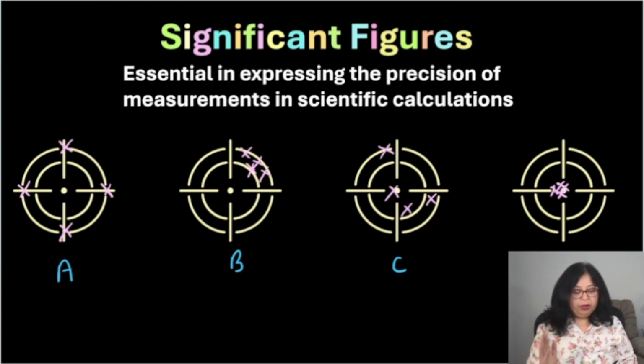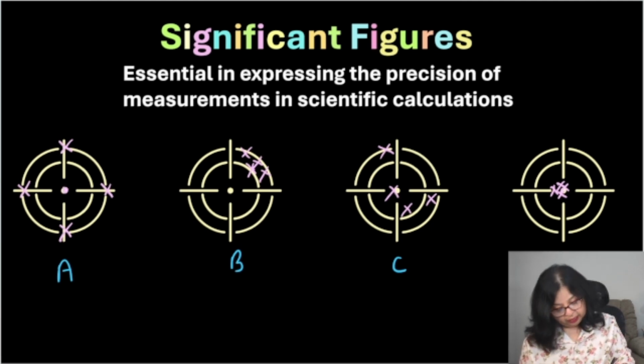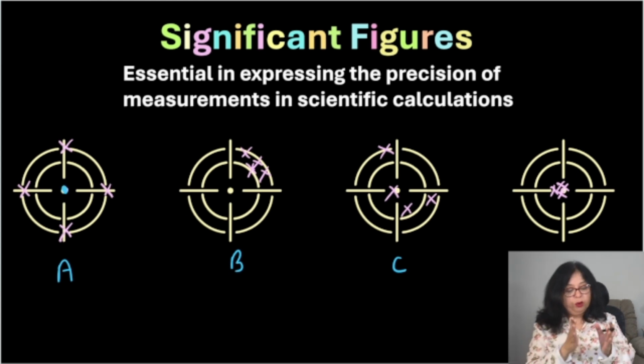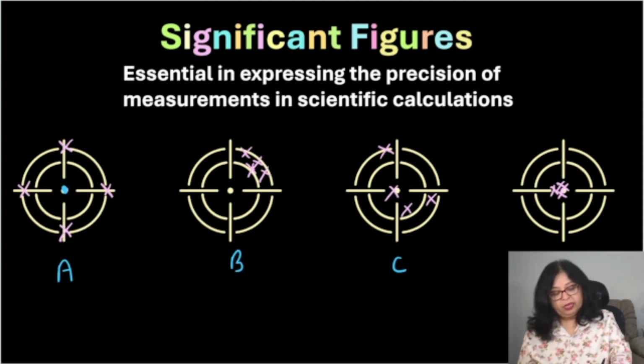Now player A, if you take the average of these 4 darts, where would it land? It would land here in the middle. Do you agree? The average of the 4 pink-colored crosses should land right at the center. So you will say that player A has very high accuracy.